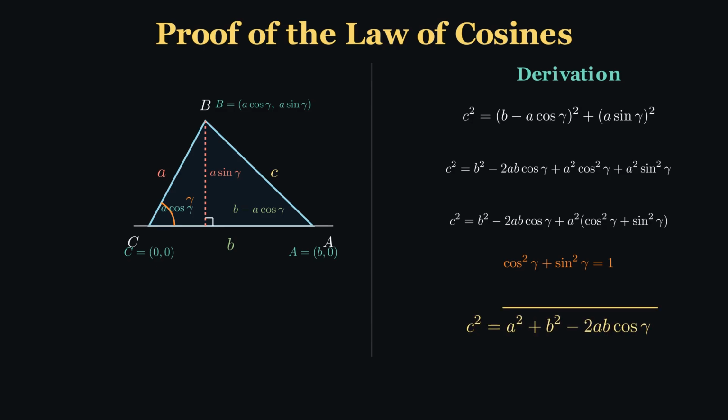Putting it all together, we obtain the law of cosines. c squared equals a squared plus b squared minus 2ab cosine gamma. This formula works for any triangle, not just right triangles.